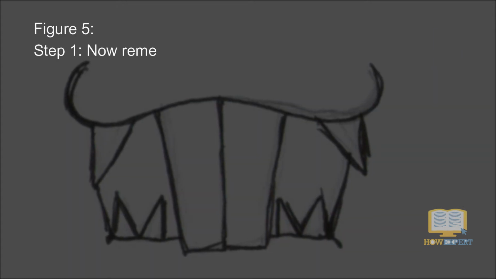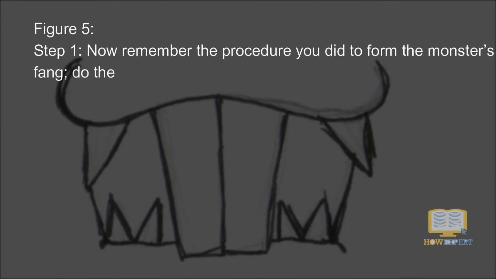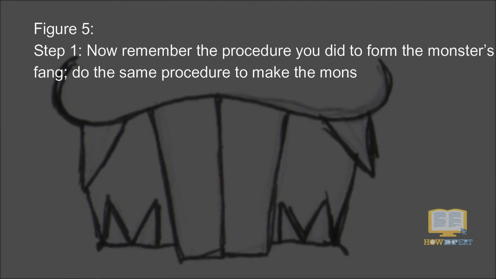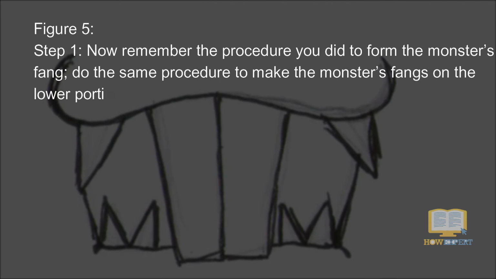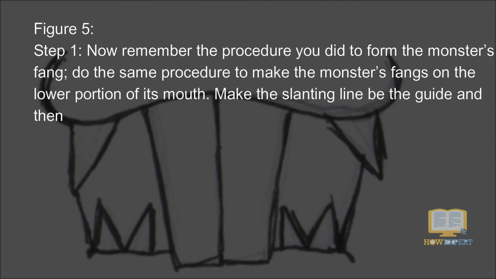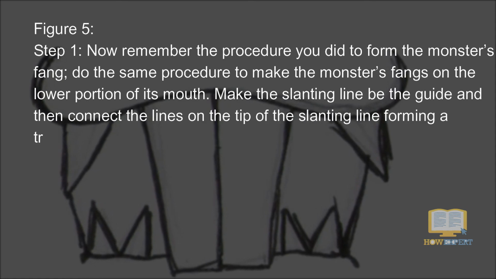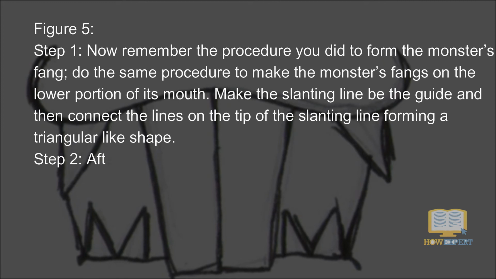Figure 5. Step 1. Now remember the procedure you did to form the monster's fang. Do the same procedure to make the monster's fangs on the lower portion of its mouth. Make the slanting line be the guide, and then connect the lines on the tip of the slanting line, forming a triangular-like shape.